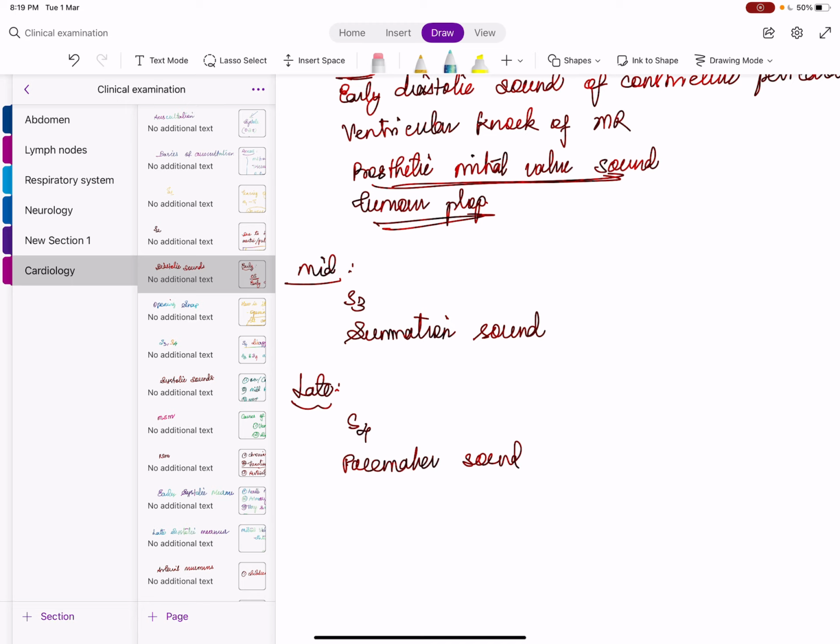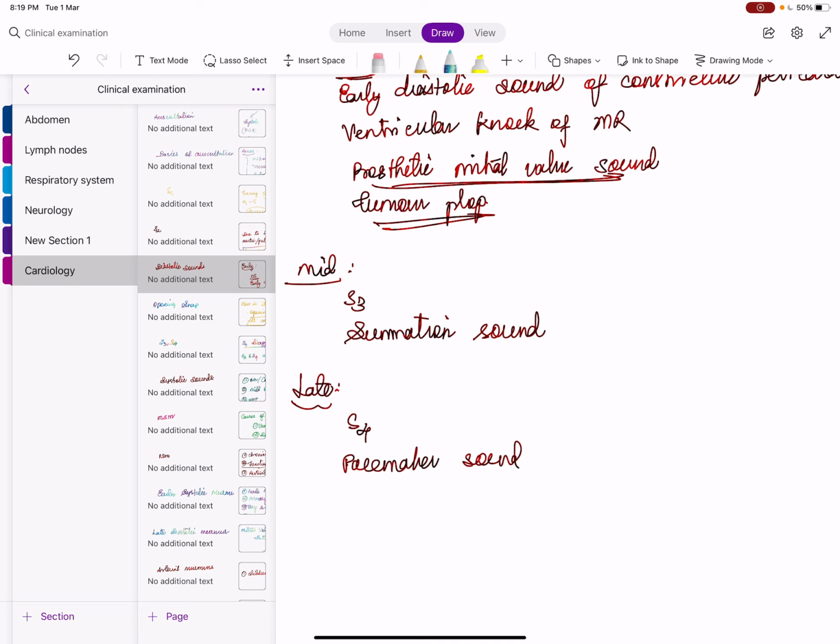This is a normally occurring mechanism in any young adult. During inspiration the split widens. During expiration, the opposite occurs: P2 comes closer, A2 comes closer, so the split narrows. So in normal individuals, you will be able to hear the split, but it will be wide in inspiration and smaller in expiration, and you will be able to hear it in both. We will be hearing it only in the pulmonary area.